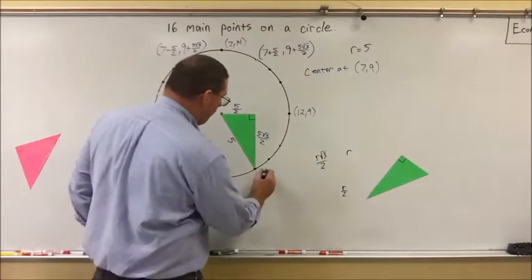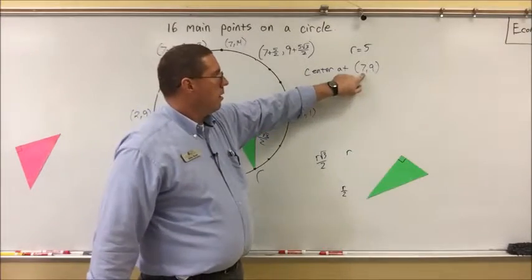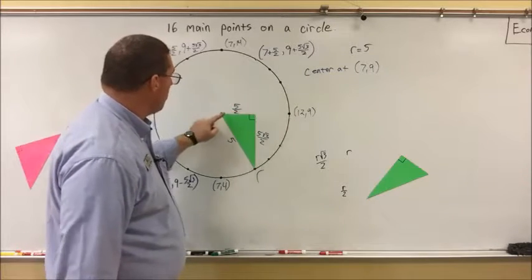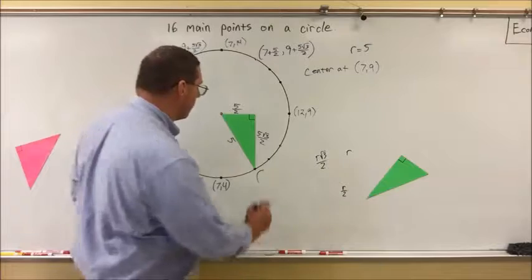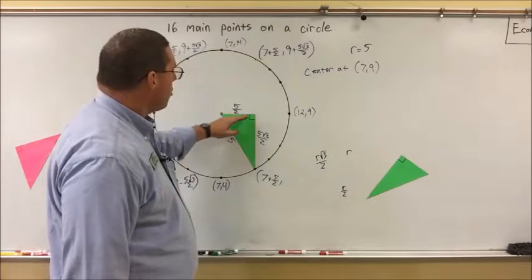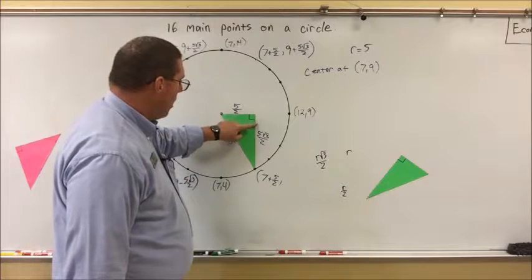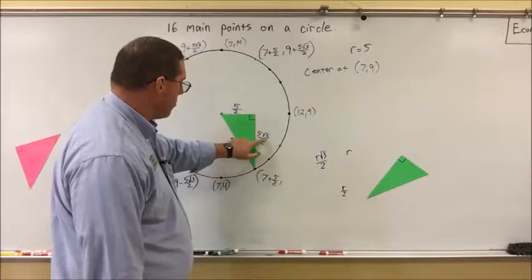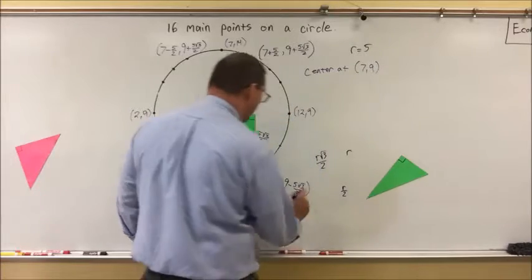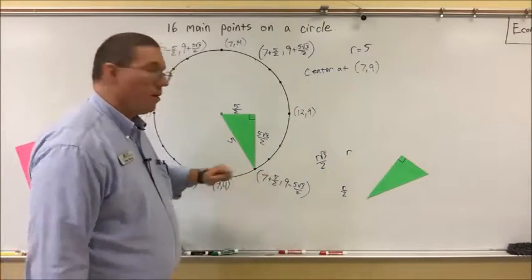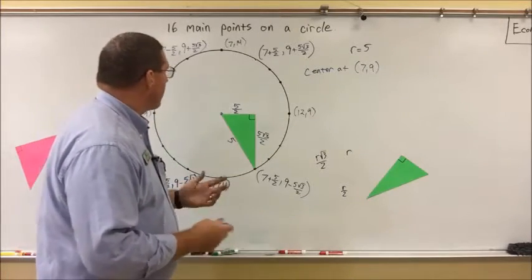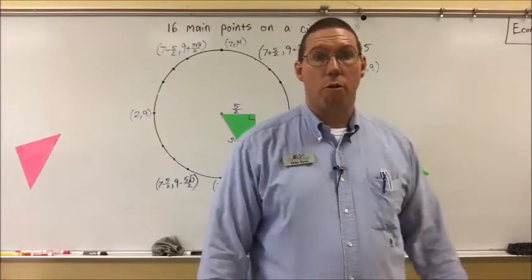And so now the x-coordinate, if the center started at 7 and 9, the x-coordinate is 7, and we're increasing, we're going to the right. So we want to add this distance, and this distance is 5 over 2. So that's 7 plus 5 over 2, comma. The y-coordinate is 9, and we're going down, so we're subtracting this distance, which is 5 square root of 3 over 2. So we're going to go 9 minus 5 square root of 3 over 2. These are the coordinates of that point. Okay? That's it. That's all 16 main points on any circle on the coordinate plane.